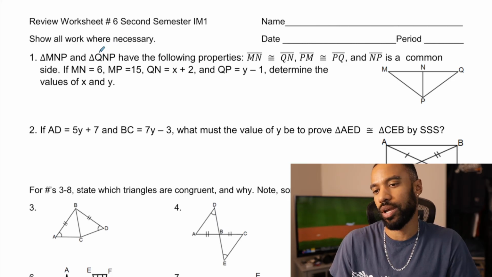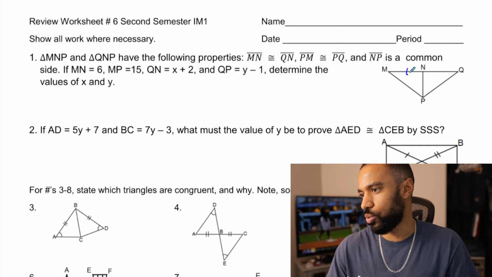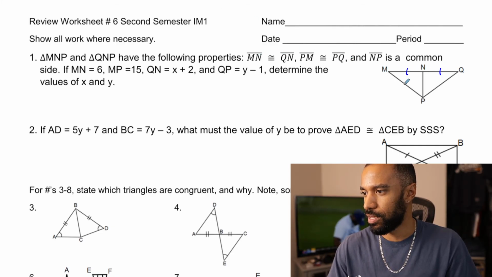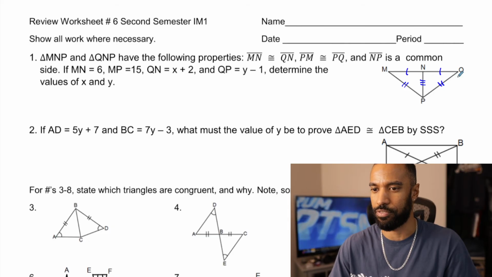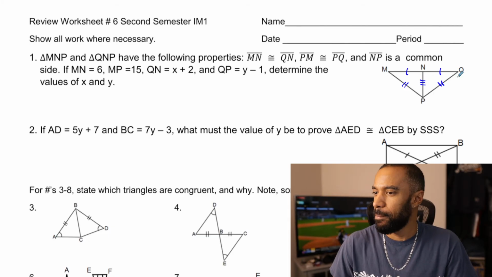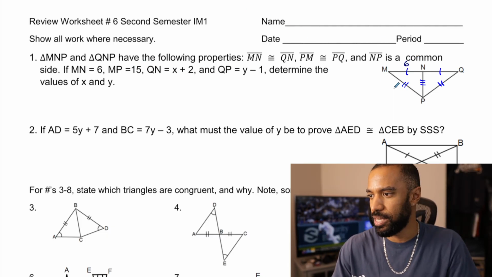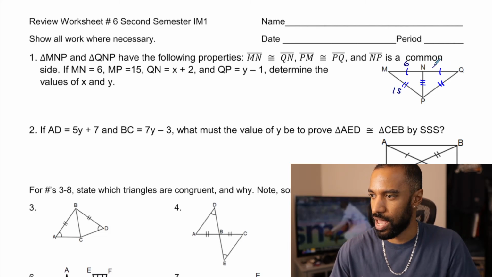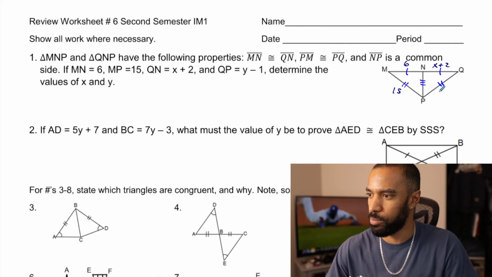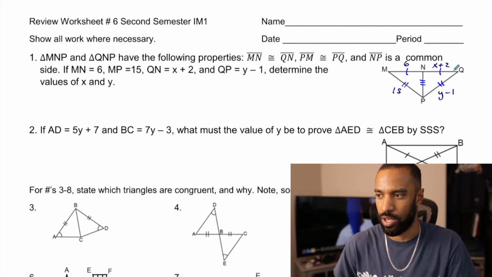Triangle MNP and triangle QNP have the following properties. MN is congruent to QN. PM is congruent to PQ. And NP is a common side. That will mean it's congruent to itself there. If MN equals 6 and MP is 15, QN is x plus 2, and QP is y minus 1, determine the values of x and y. Okay, I guess we didn't have to know NP.